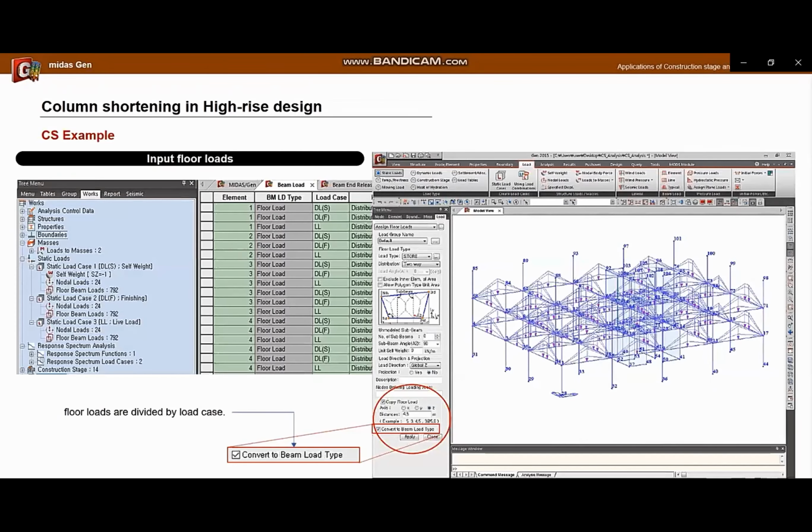First of all, it is a caution when inputting the floor load. Because the floor load is typically input without the distinction of load case, it is not possible to set the construction stage for each load case. Therefore, the convert-to-beam load type option should be applied under the construction stage analysis. If applying this option, you can find that the floor loads are divided by load case in the tree menu and load table.